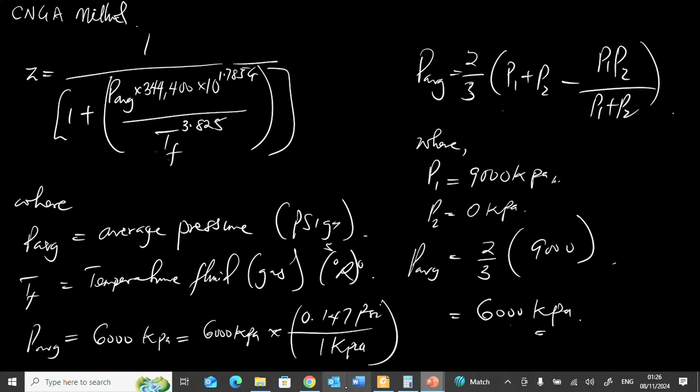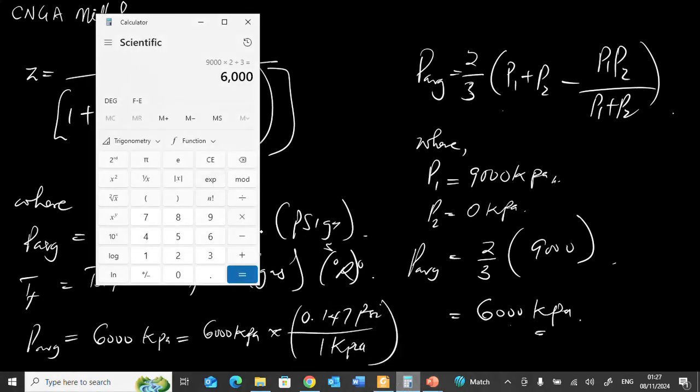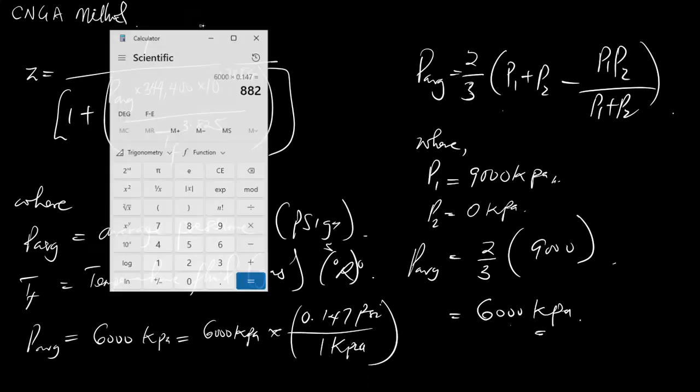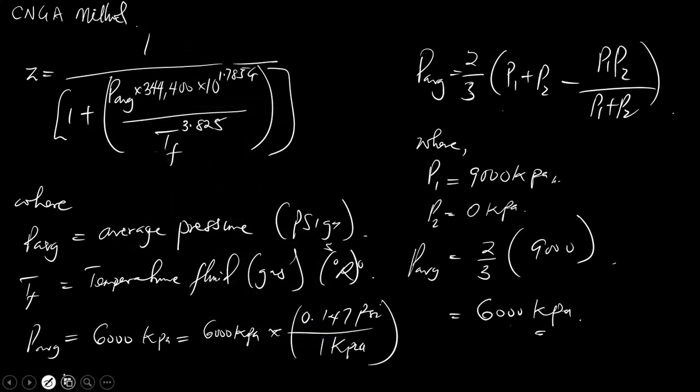So now we're going to make use of our calculator to calculate 6,000 times 0.147. It will now be equal to 882 PSIG. So now we have gotten our average pressure.